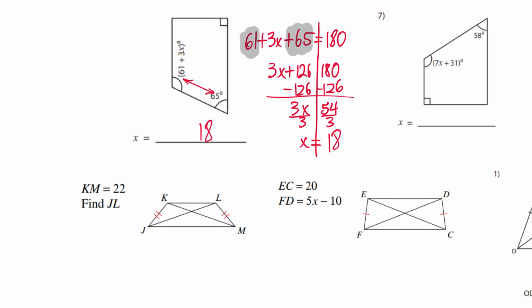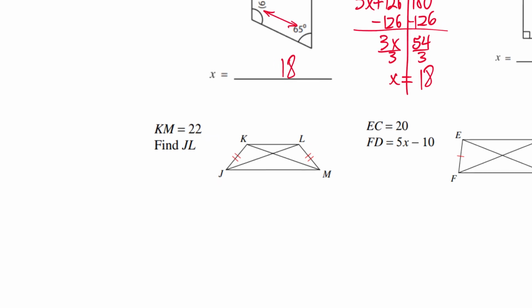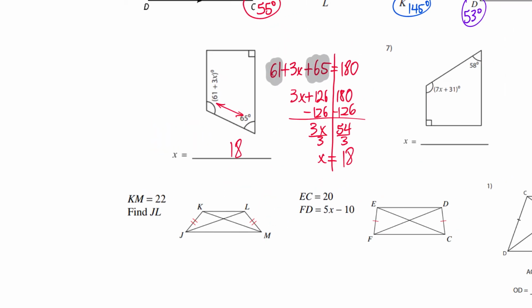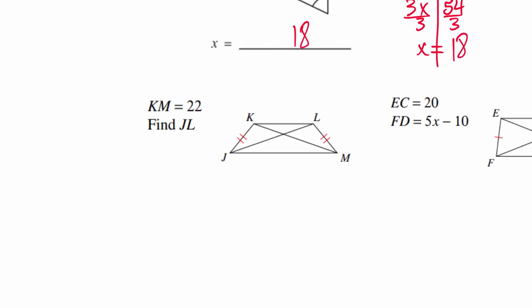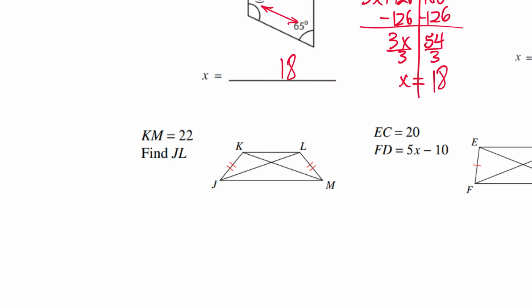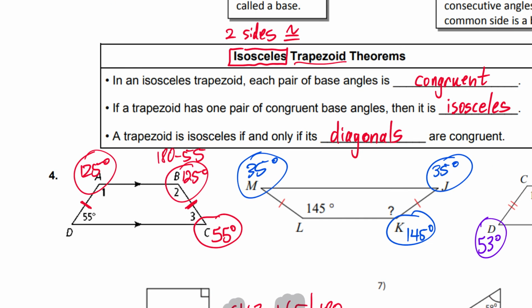Okay, number 7 is the same thing. I'm going to go ahead and skip that one for now. The same idea. Those two would add up to equal 180. Okay, on these last three, we're going to go up to the last thing that we talked about up here.